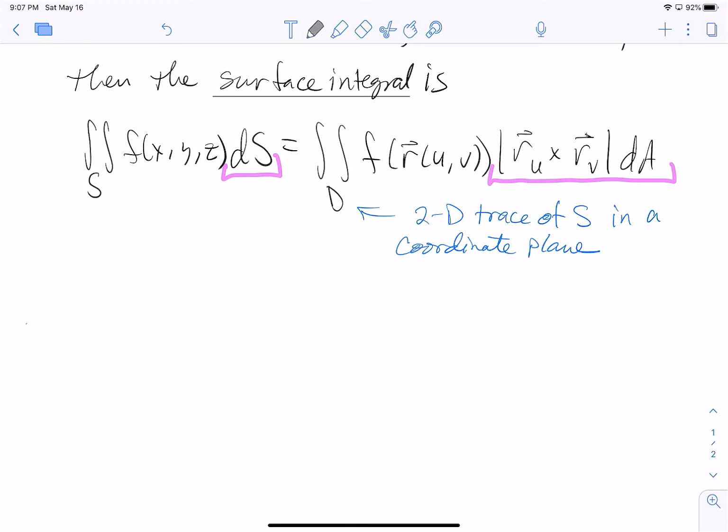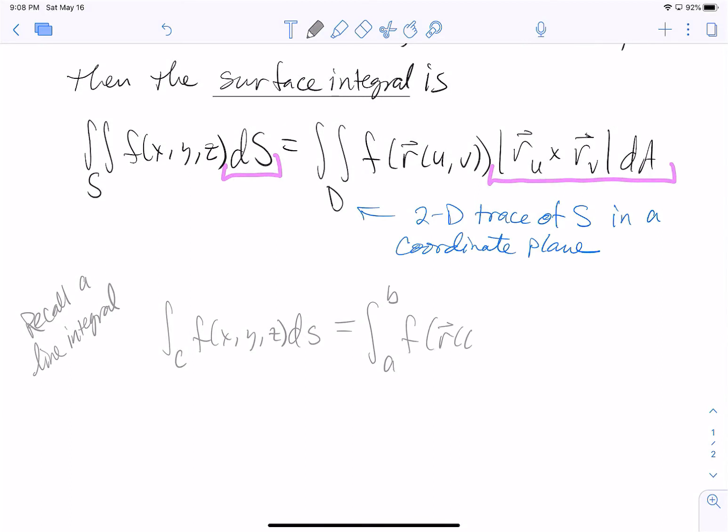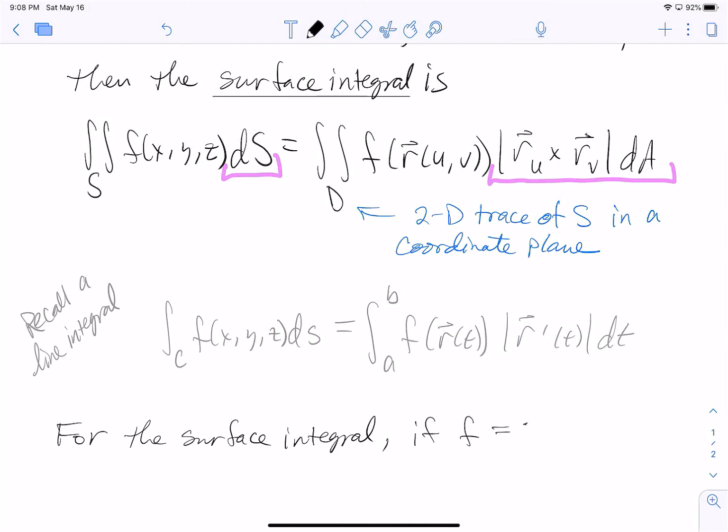Now, just to point out a parallel, recall what a line integral looks like. The integral over C of f of x, y, z d lowercase s is equal to the integral from a to b of f of r of t times the magnitude of r prime of t dt. So what we're looking at with a surface integral is kind of like a higher dimensional version of a line integral. Now for the surface integral, if f of x, y, z is equal to 1, then we get the surface area.